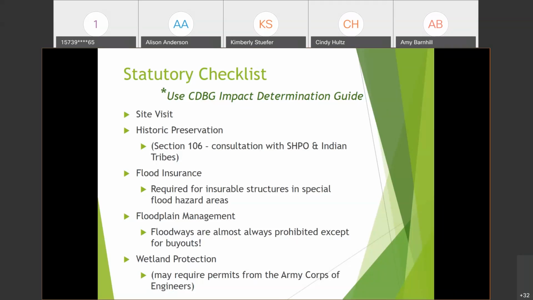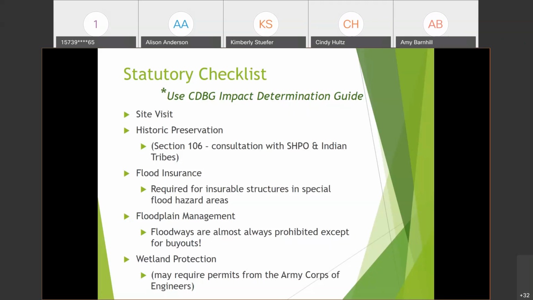So the next one, floodplain management. This too, you should have a permit or the best available flood data in your file. Projects in floodways are almost always prohibited. Really only buyouts are something that's allowed in a floodway. And then wetland protection. This is where you would have your National Wetland Inventory map.